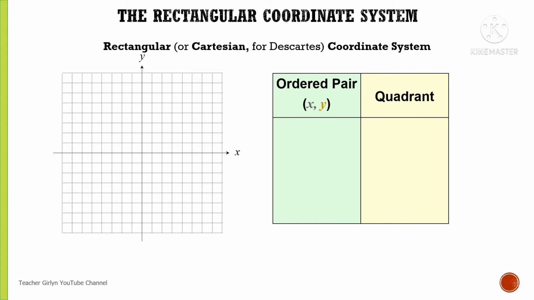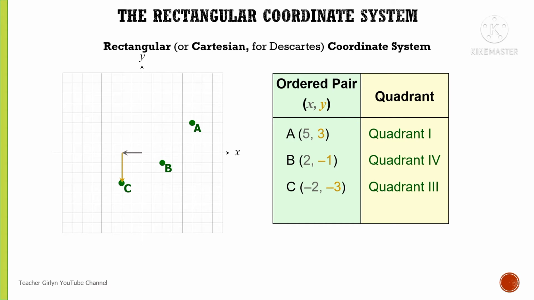So we have a table here and a Cartesian plane. For instance, point A is (5, 3) and it is located in quadrant 1. Point B, ordered pair (2, -1), is located in quadrant 4. Point C, ordered pair (-2, -3), is located in quadrant 3. Point D, ordered pair (-4, 2), is located in quadrant 2.